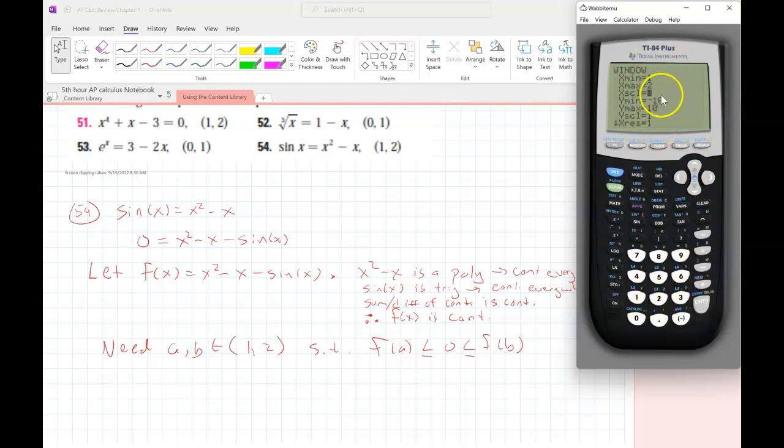I'm going to reset my window here on my interval from 1 to 2, since I know that's where I have to pull my x's from. So it looks like anything over in this section should be okay.